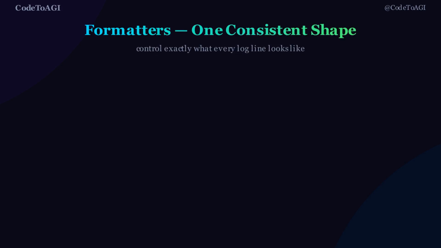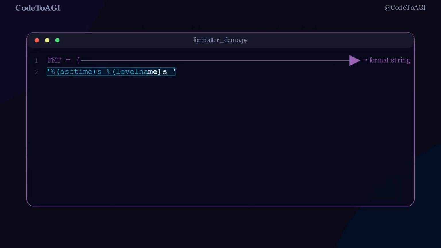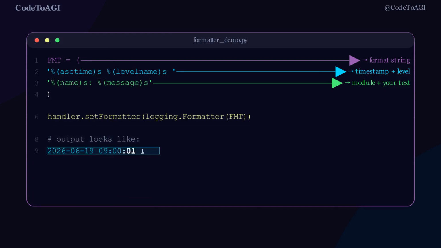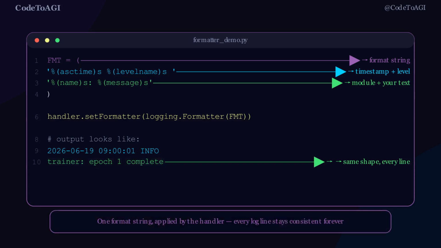A formatter controls exactly what each log line looks like. Asctime, the timestamp, added automatically. Level name, debug, info, or however severe it is. Name, which logger, usually the module's own name. Message, your actual text, always last. 1 format string. Every log line, consistent forever.